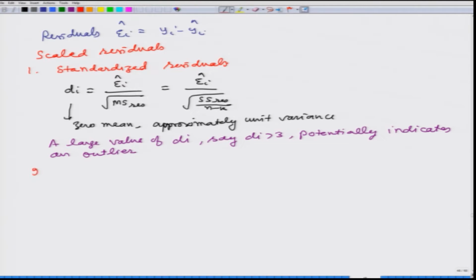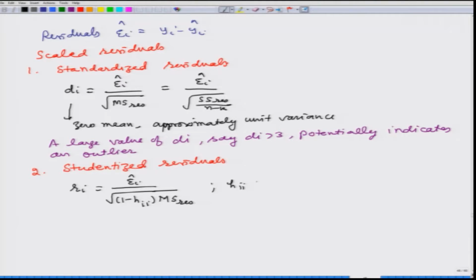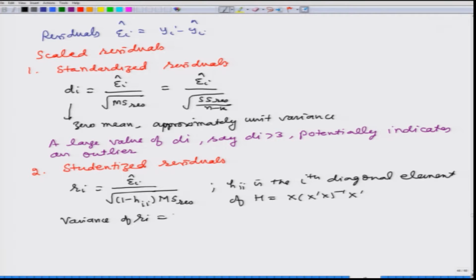The next scaled residual that we are going to talk about is the studentized residual, and this is defined as ri, which is epsilon i hat divided by the square root of 1 minus hii times MS res, where hii is the ith diagonal element of the hat matrix H, which is x times x transpose x whole inverse times x transpose. And the variance of ri is equal to 1.